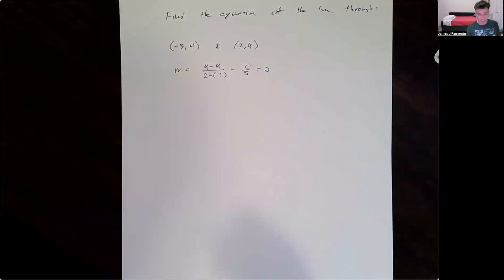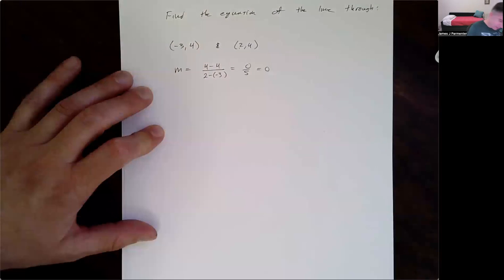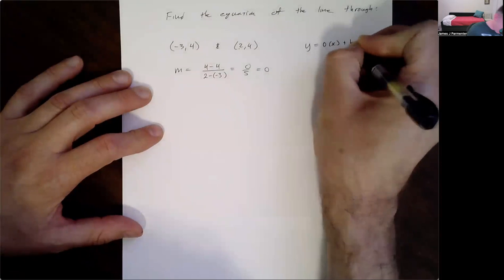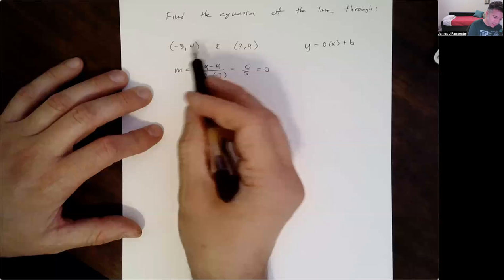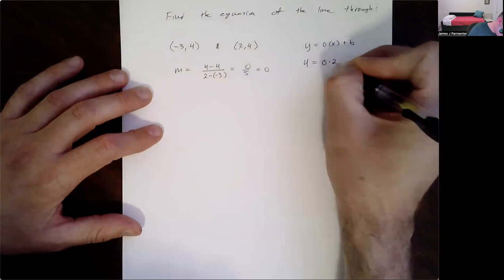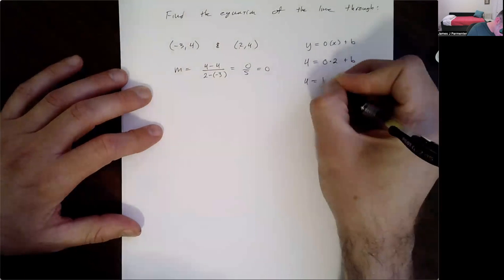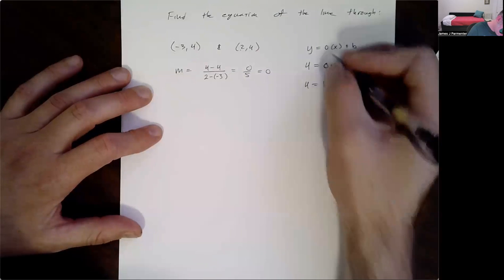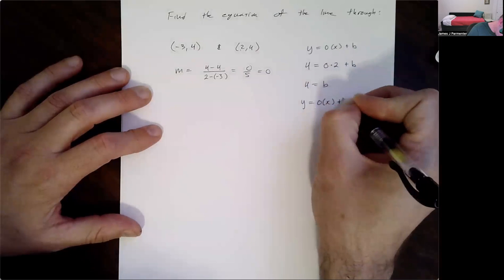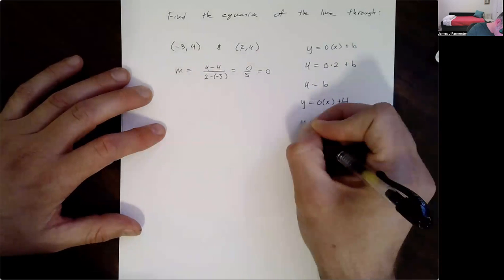And then if I kept going, if I still was like, well, I'm just going to do what I usually do, let's do y equals mx plus b. So I do y equals 0x plus b, and then I plug in either one of these points, I'm going to get 4 for y equals 0 times 2 plus b. But 0 times 2 is 0, so 4 equals b. So I end up plugging this back in, y equals 0 times x plus 4. But 0 times x is 0, so I really just get the equation y equal to 4.